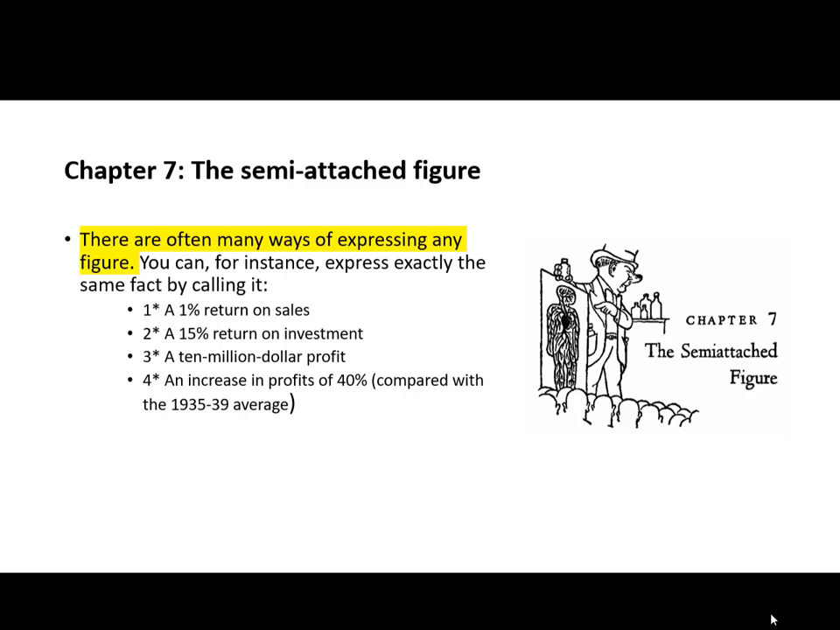Chapter 7, called the semi-attached figure, and there are often many ways of expressing any figure. You can, for instance, express exactly the same fact by calling it a 1% return on sales, a 15% return on investment, a $10 million profit, an increase in profits of 40% compared to the 1935 to 1939 average.